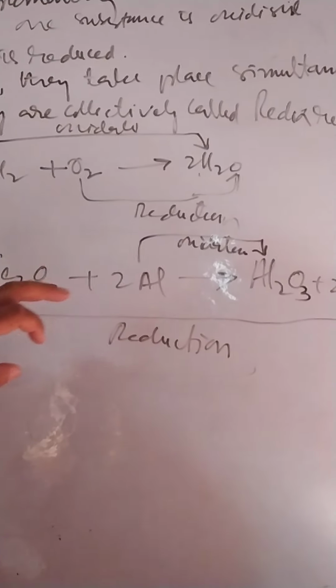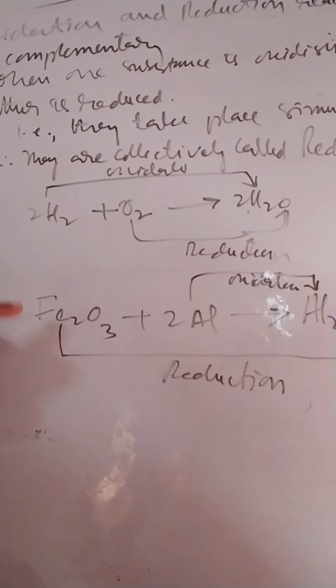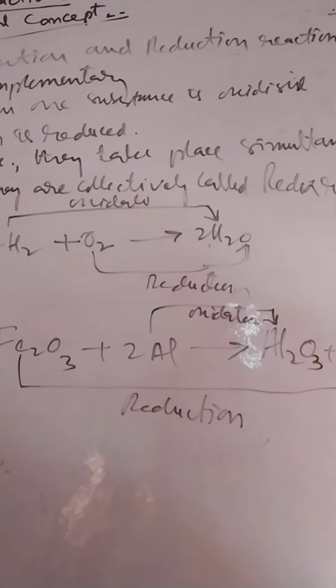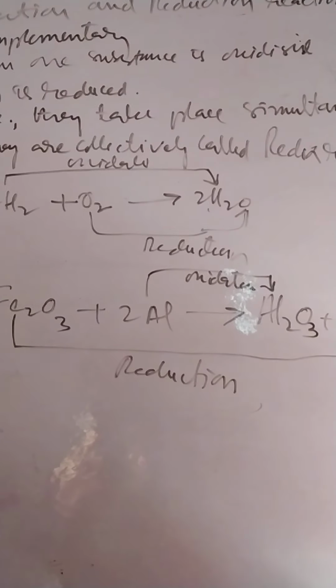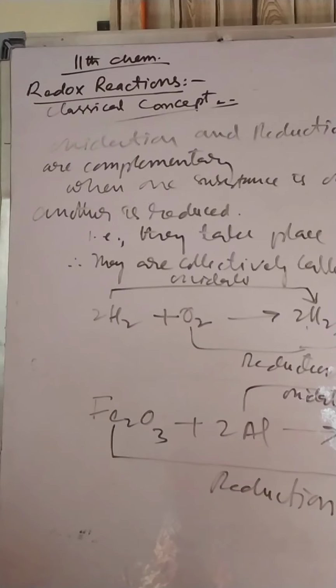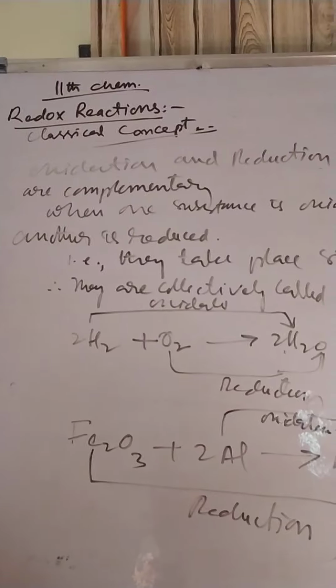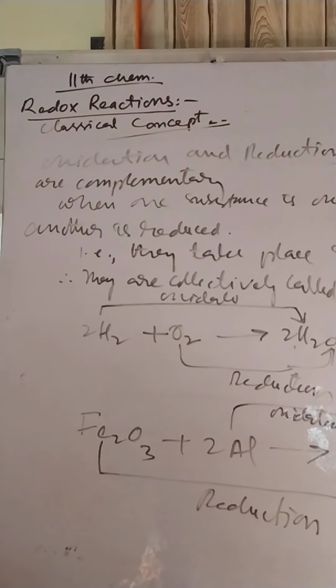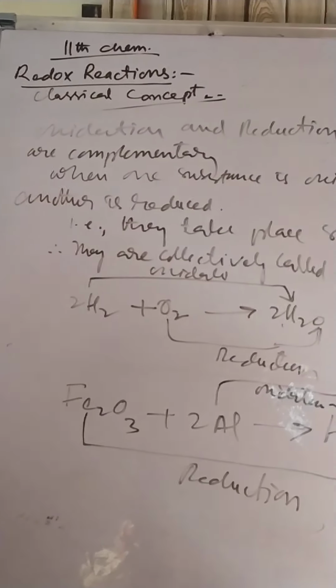In absence of aluminum, this cannot be reduced, and in absence of ferric oxide, aluminum cannot be oxidized. So this simultaneous reaction of oxidation and reduction, one substance being oxidized at the same time another being reduced, is called a redox reaction.